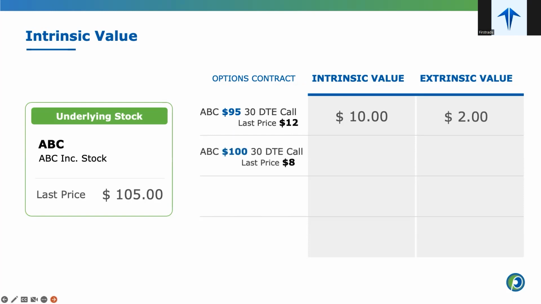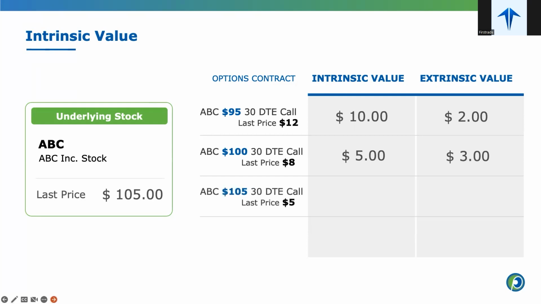Then if we have the same days until expiration, but now let's go up $5 in strike, that's trading at $8. The intrinsic value is 5 because I can exercise on my terms, buy at 100, sell at 105, that's $5. Then the extrinsic value is 3. So the difference of that creates our last price of 8.